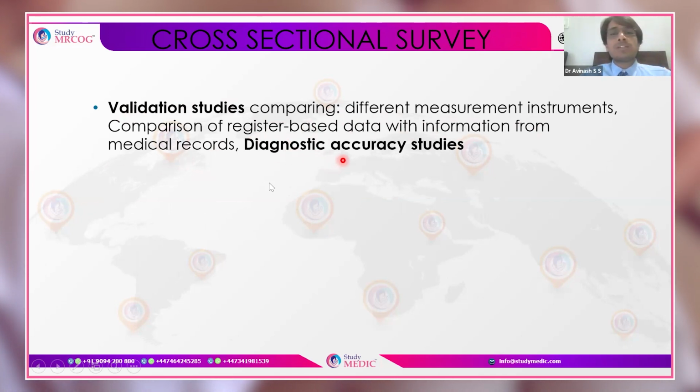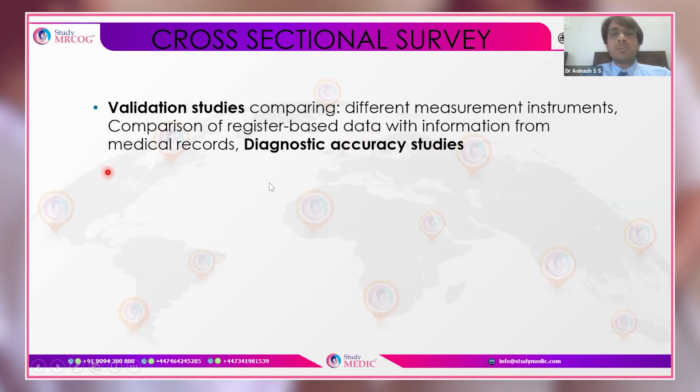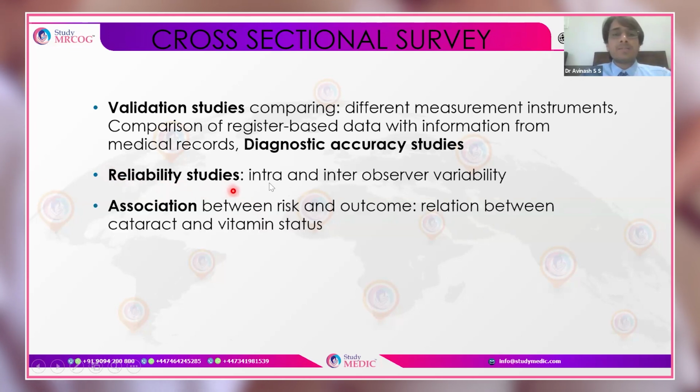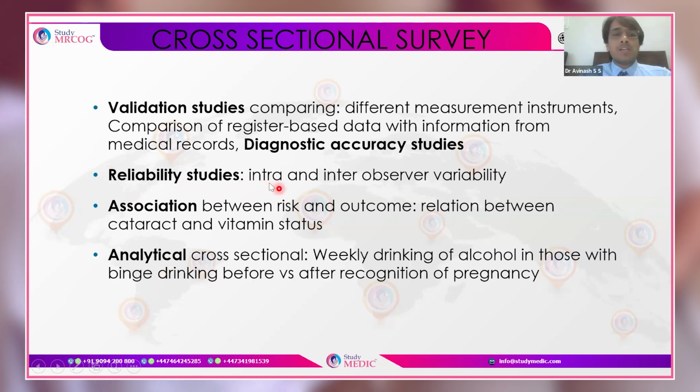It is also used to assess the diagnostic accuracy studies, wherein the test is positive and disease is also positive. Test is negative, disease is also negative. What is the sensitivity? What is the specificity in those patients? To do that, we do cross-sectional study design. There are also reliability study designs, and to check the association between risk and outcome, also we can use that.